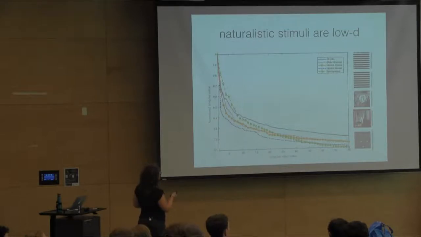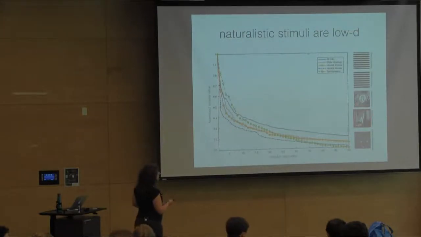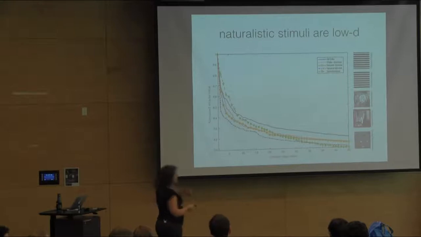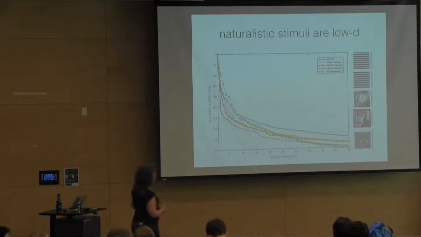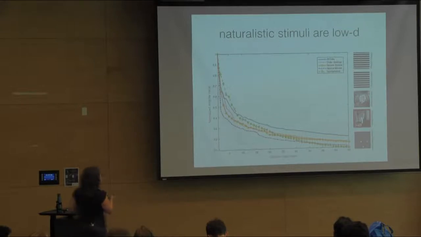So we have, looking across all the stimuli, just static gratings. So something like this, where you'd have different angles over which the grating would be traversing. And then we also looked at natural scenes, which is this yellow curve here, as well as natural movies. And what we found consistently is that these natural scenes and movies tend to have a sort of lower dimensional representation than some of the rest.